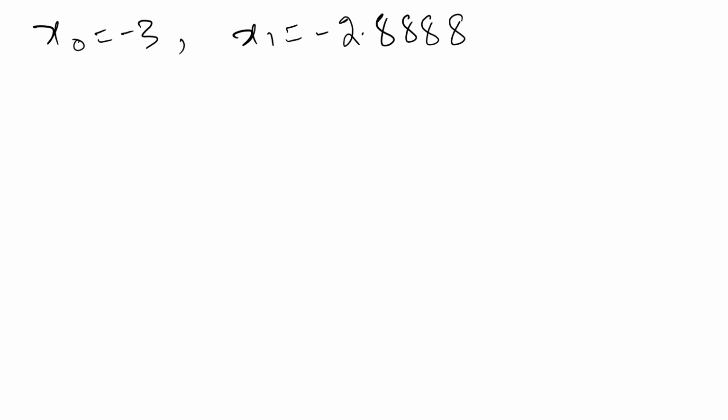x1 is -2.8888. So the error at the first iteration is x1 minus x naught divided by x1. I hope you are able to find it out.